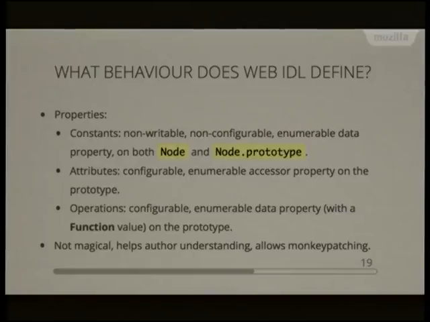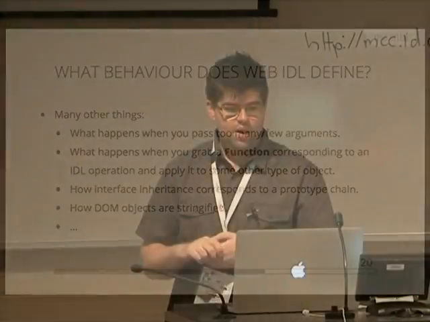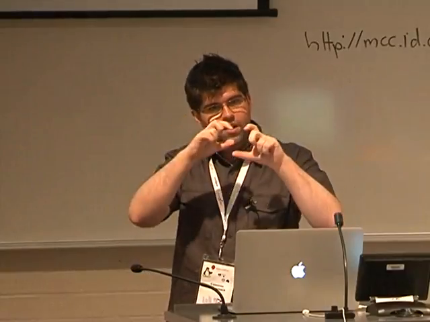So that also allows monkey patching of behaviour for libraries that do shims, where you can replace some existing implementation. And that's because we define these properties as being configurable and you can actually modify them. And various other things it defines as well. So what happens when you pass too many or too few arguments to a JavaScript function which corresponds to an IDL operation. What happens if you try and apply some function to some other object that it's not expecting. How the inheritance of interfaces corresponds to the chain of prototypes in JavaScript. How DOM objects get stringified, like where you have square bracket object and then some name.